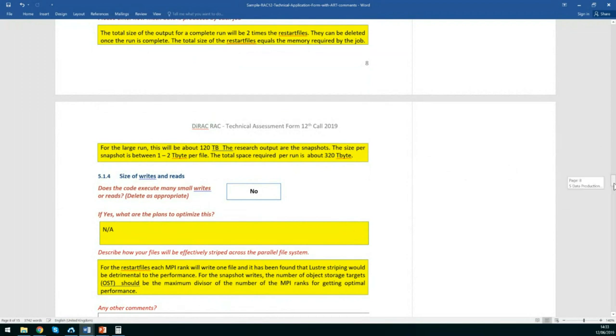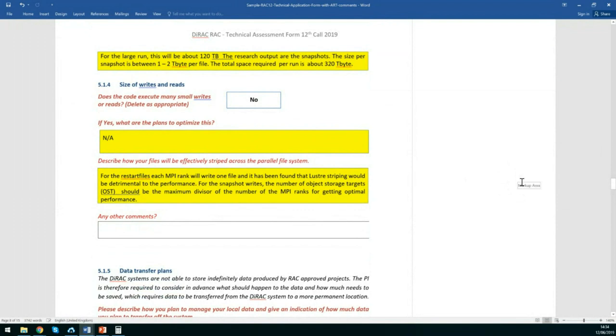Next is the size of writes and reads. If you are reading small chunks continuously from 1,000 or 2,000 or 3,000 individual processes, you can bring your Lustre file system into difficulties, and you will not proceed. So you have to consider what the size of the writes and the reads are, and you have to consider a plan to optimize that. In our case, the restart files, each MPI rank will write it, and this is found by experience.